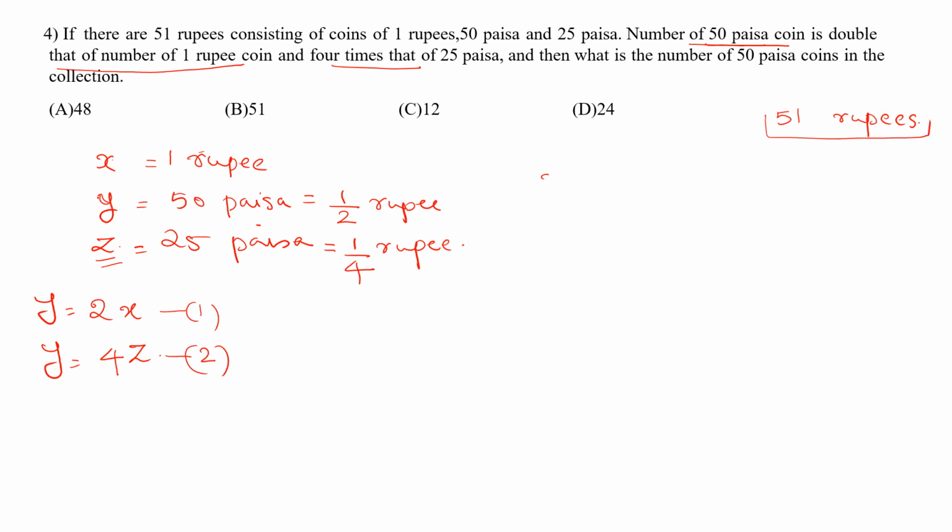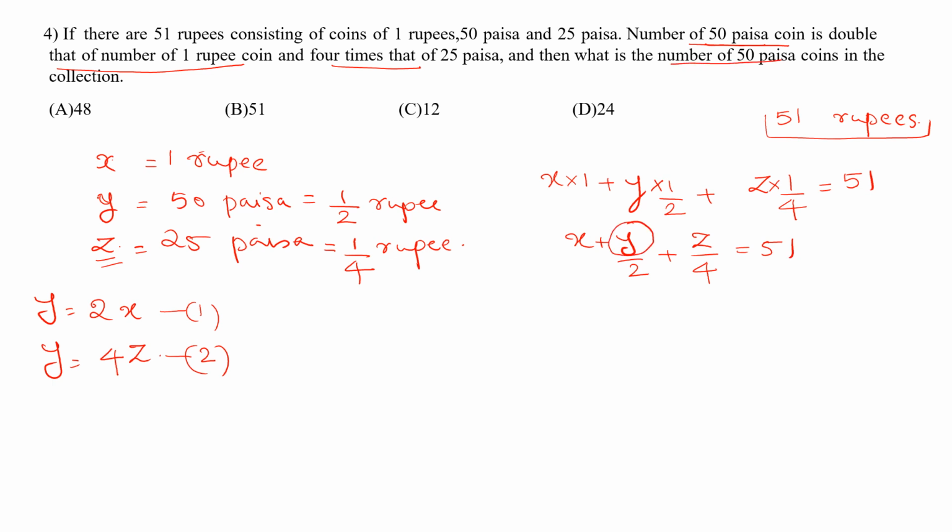That is x times 1 rupee plus y times 50 paisa, that is 1 by 2 rupees, plus z times 1 by 4 rupees gives a total of 51 rupees. That is x plus y by 2 plus z by 4 gives 51. Now what we have to find? We have to find the number of 50 paisa coins, that is we have to find y.